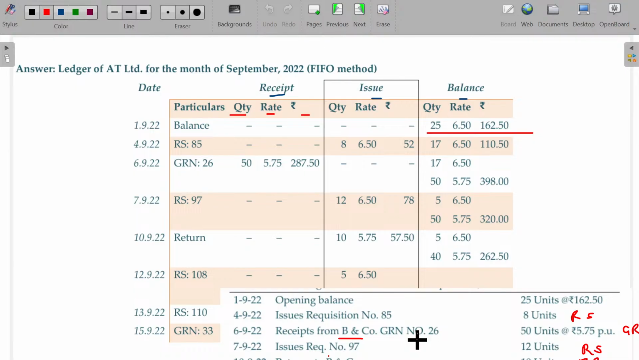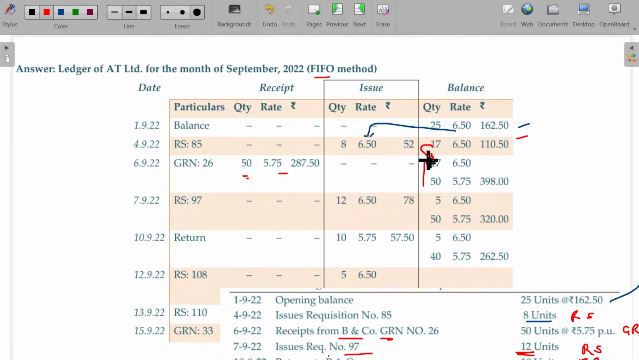Is that okay? How to treat the shortage in stock? We'll start with the first one. Issue 8 units. You have only one rate here, so I post that rate here. And this is GRN number 55.75. So now you already have 17, fresh purchases 50. So this will be the item you have on the 6th. On the 7th, issue requisition slip, 12 units issued.